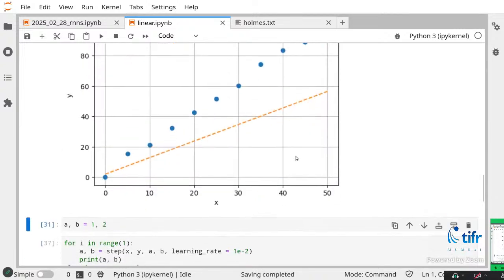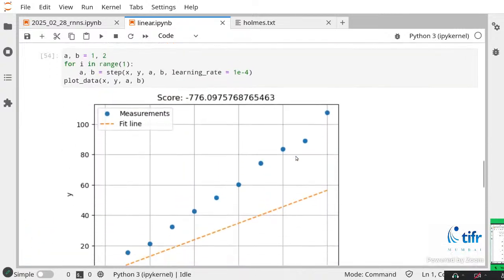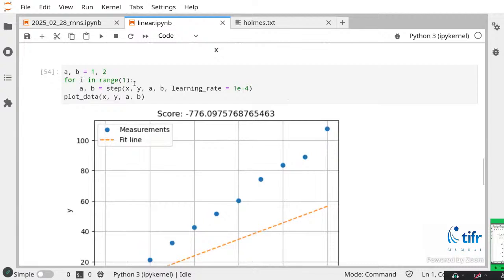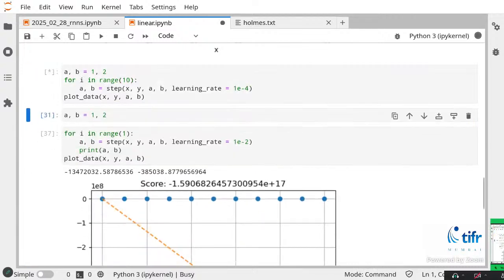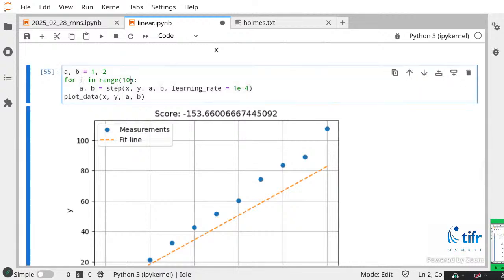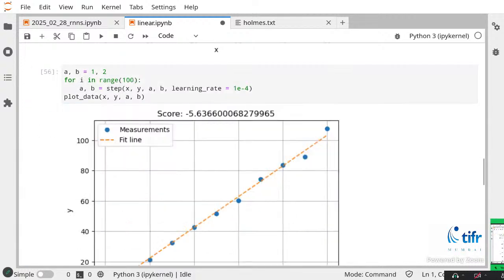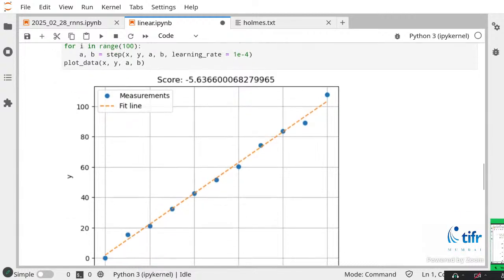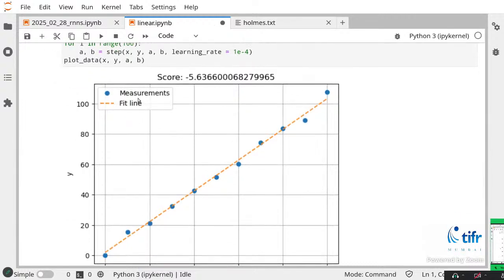So one time, not much changes. One step, not much changes. Let's try 10 times. 10 times it seems to keep getting closer. And if I do 100 times, it seems to get this. I think all of you will agree it is a pretty good answer, right? This looks like a pretty good fit. This maybe you should be happy with. The machine has learned.